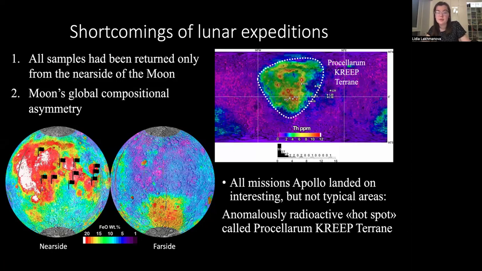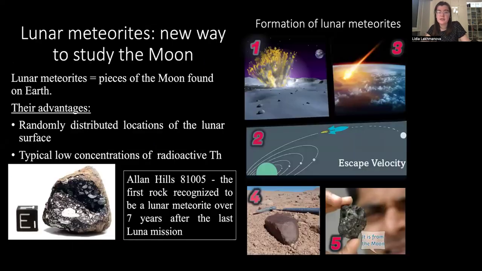Besides, the moon demonstrates a global compositional asymmetry. For example, all samples from the Apollo missions contain abnormal concentration of the radioactive element thorium, which is not typical to the entire surface of the moon. It is concentrated in a certain area called Procellarum KREEP terrain. That's why we need a new source of lunar matter, and where we can find it. Just then, lunar meteorites come to the rescue.